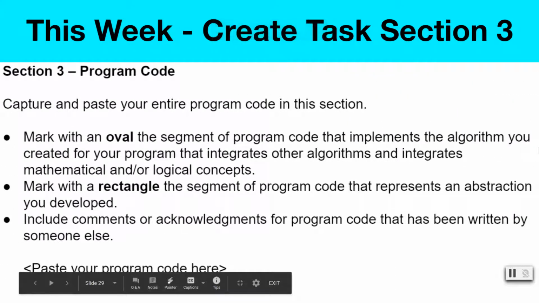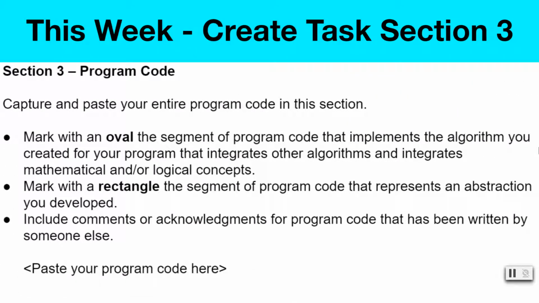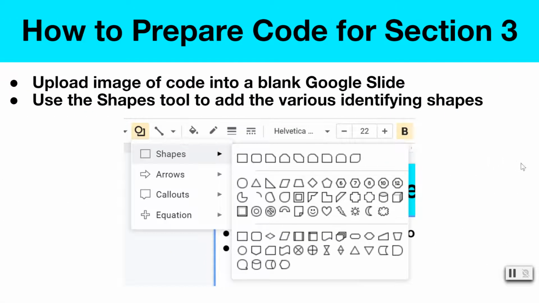So, section 3. This one is a little bit more straightforward. All you have to do is copy and paste all of your code, not just a section. This is supposed to be all of your code for section 3. So, copy and paste that. Here is my suggestion. Just whatever your screenshot or however you captured your code, upload that into a blank Google slide, and then you're going to use the shapes tool to add all the different shapes that they're asking you for. It's that simple. If you need any help, let me know.